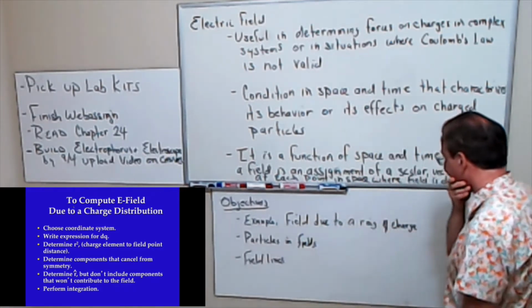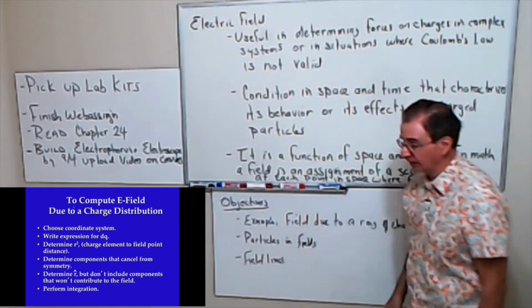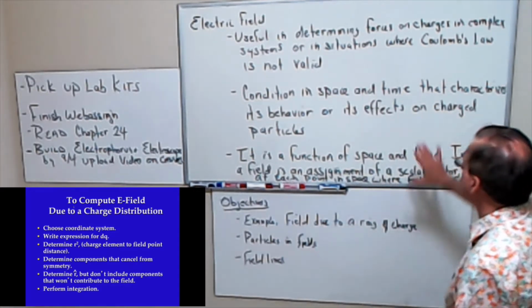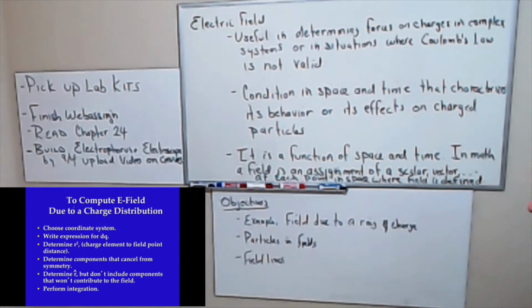All right. I also want to talk about particles and fields and then field lines. So just as a reminder of what an electric field is or what it's useful for, the field concept is useful in determining forces and charges in complicated systems or in situations where Coulomb's law is not valid, because Q times V is valid in any situation. The electric field sets up a condition in space and time that characterizes its behavior or its effects on charged particles.